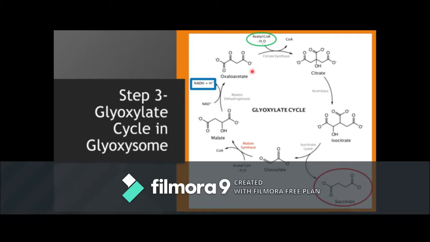This then becomes oxaloacetate, and then the cycle repeats itself several times. However, during the third step, where isocitrate becomes glyoxylate, there's a byproduct called succinate, which is used for the fourth step. In this step, there was at least 1 energy being made in this cycle.